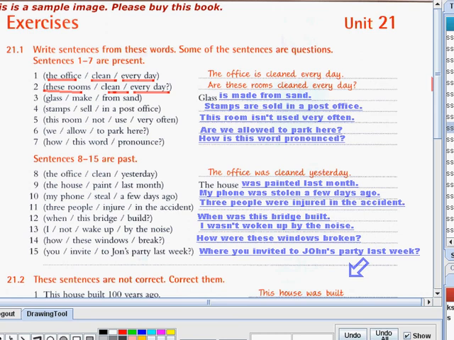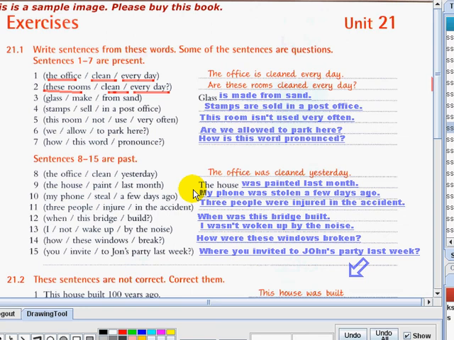Alright. Let's read the first example. The office was cleaned yesterday. You can see it's in the past passive form. We have here was, and the past participle of clean, which is cleaned, right? The office was cleaned yesterday. Next, the house was painted last month. If you have the same answer, then put a mark on your answer, a check.